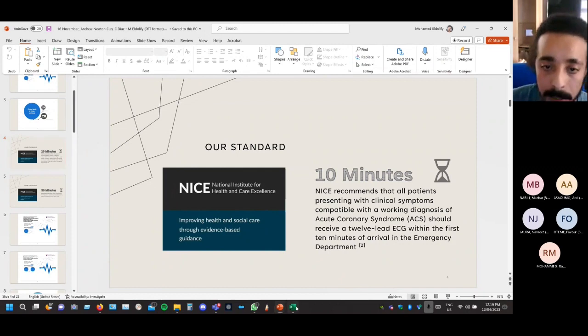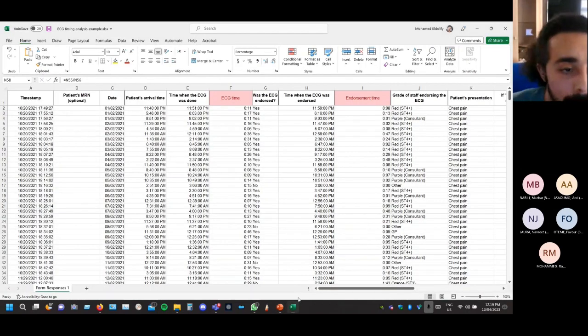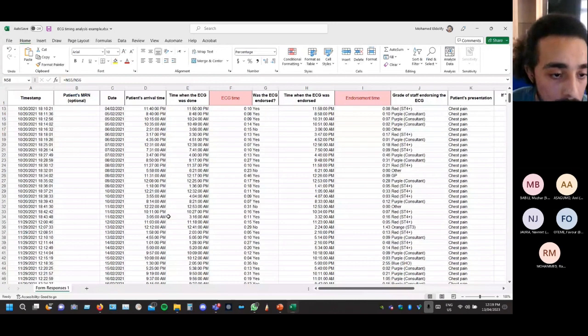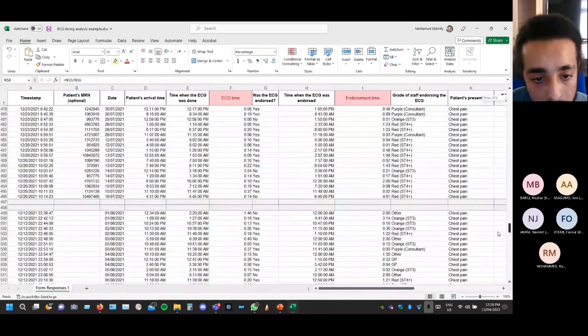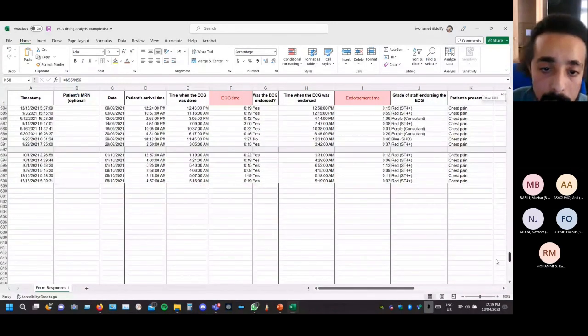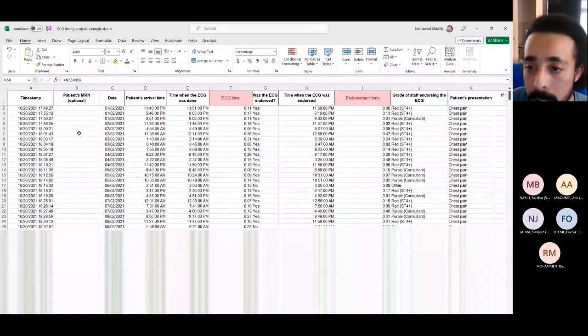And getting to how we actually measured that, we looked at about 500, 600 patients. It's a large scale audit. You don't have to do all that. It depends on the scale of the audit you want to do. But we looked at 600 patients who presented with chest pain.